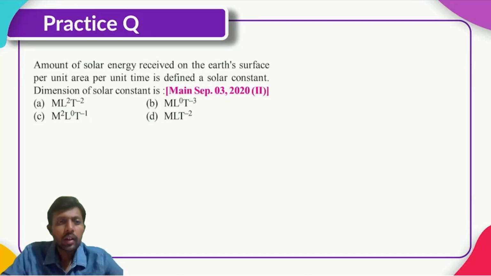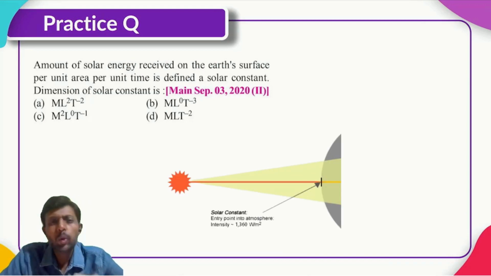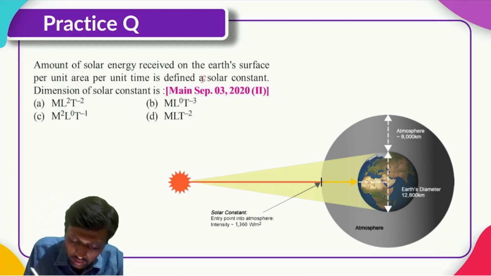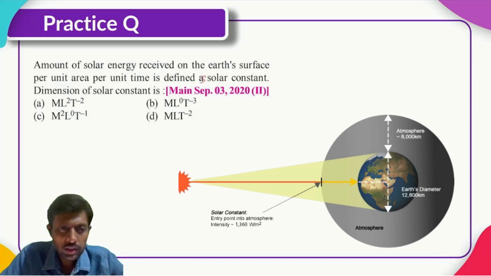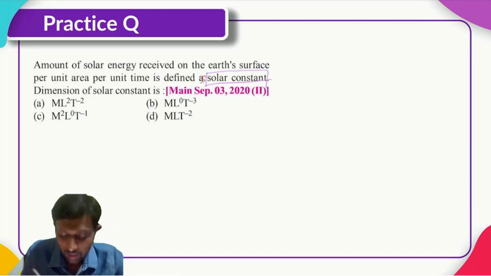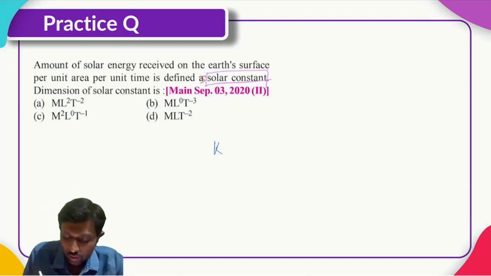So, this question that appeared very recently in 2020, it says the amount of solar energy received on the Earth's surface per unit area per unit time. This quantity is defined as the solar constant. So we have this quantity, solar constant. Let me call that K, okay, since this is a constant, solar constant.